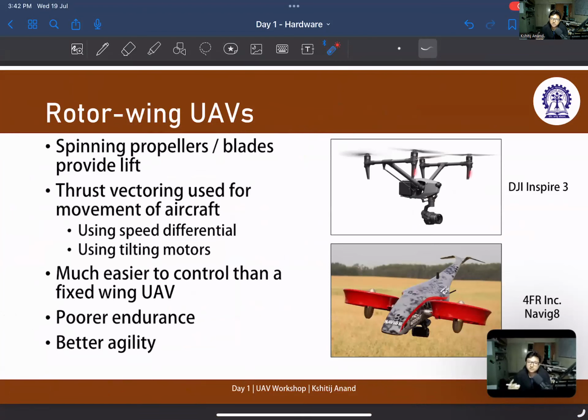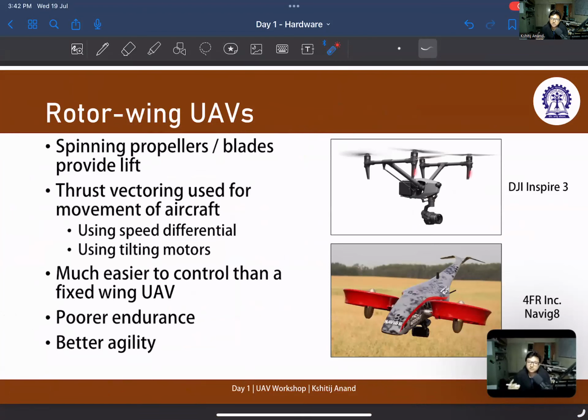However, again, I told you it's much easier to control a rotor wing UAV, so it has better agility. If you wanted to make a flip turn, it's much easier for a quadcopter to do it rather than a fixed wing. A fixed wing aircraft can't simply make a flip turn, not without going forward and making a turn. However, a rotor wing aircraft can just stay in one position and make a flip turn. So it's much more agile as compared to a fixed wing UAV.